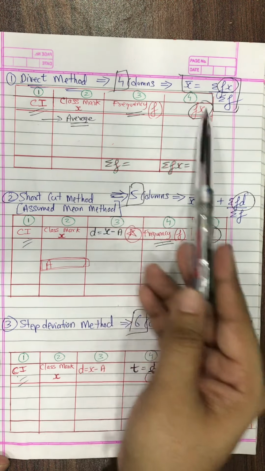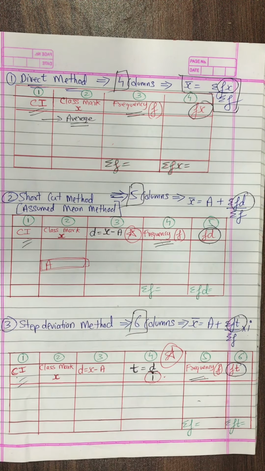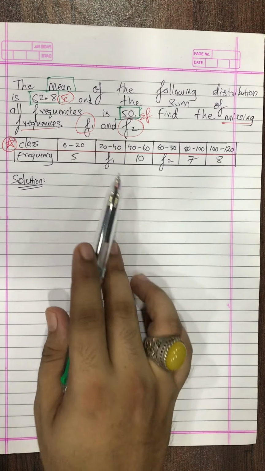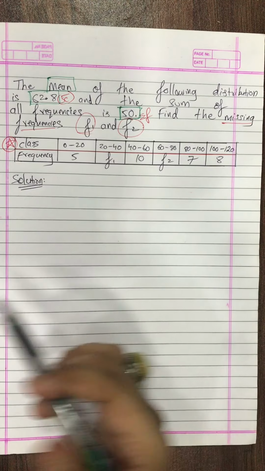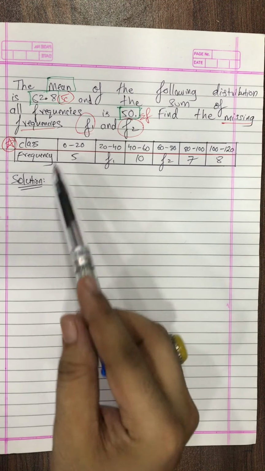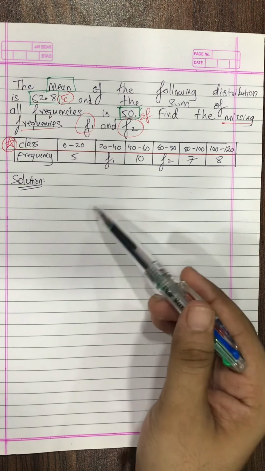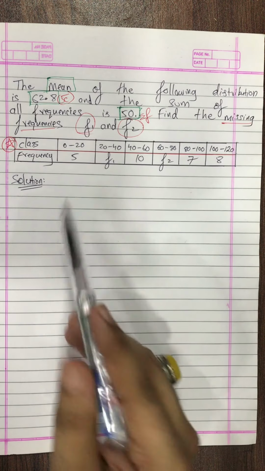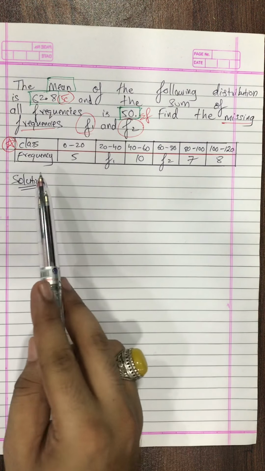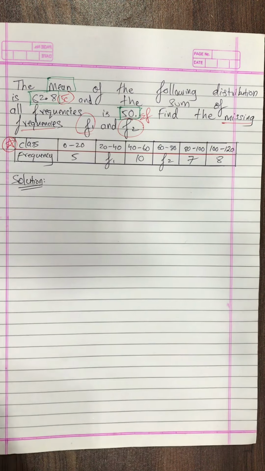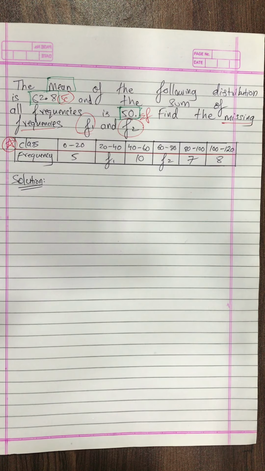Just have a glance over here, pause the video, we'll start with the question. As I told you students, whenever something unknown is given, and this is a reverse type of question where we need to backtrack, at this time always use the direct method. Just now we saw we have 4 columns in the direct method. First column will be class interval, second column will be class mark, third column is the frequency, and the last column is fx. Please draw the columns fast. I'm waiting for you. Pause the video. I'm also drawing the table fast.